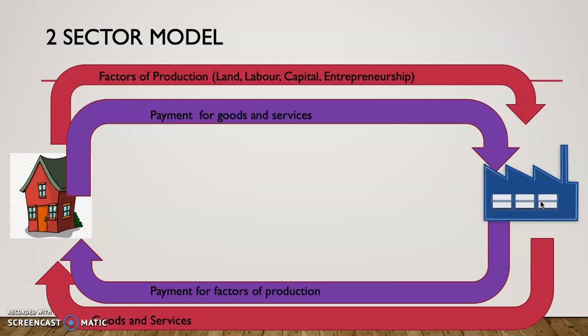And then we have payments for goods and services. That's a money flow going from the households to the producers, and payments for the factors of production going from the producers to the households.